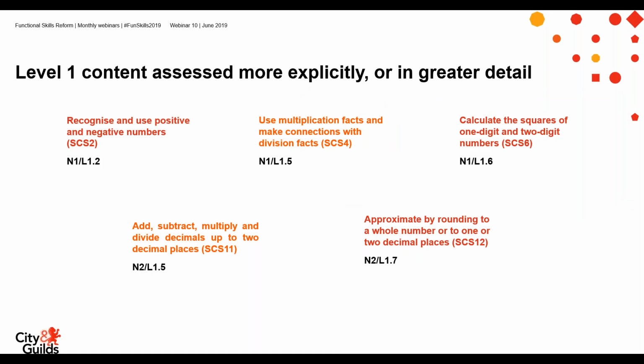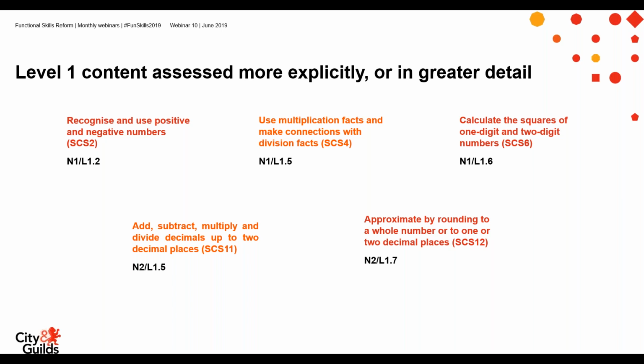Okay, these are some examples. The next 3 slides are going to look at some content that isn't wholly new, but is either assessed more explicitly or in greater detail. So if we take that first example, those of you who are familiar with the core curriculum will see the core curriculum references that we've added to these. Sometimes the terminology was slightly different, but the skill itself was largely the same. So if we take the first example on this slide, recognise and use positive and negative numbers. The wording was slightly different in the core curriculum: recognising negative numbers in a practical context.